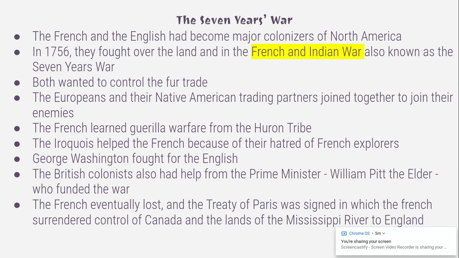The English colonists also had help from Britain's Prime Minister, William Pitt the Elder, who heavily funded the British Navy for the war. The French were eventually defeated. Under the terms of the Treaty of Paris, the French surrendered control of Canada and the lands east of the Mississippi River to England. Fun fact: the Iroquois had a strong system of government, built some of the best canoes in the world, lived in log houses, and were excellent traders.